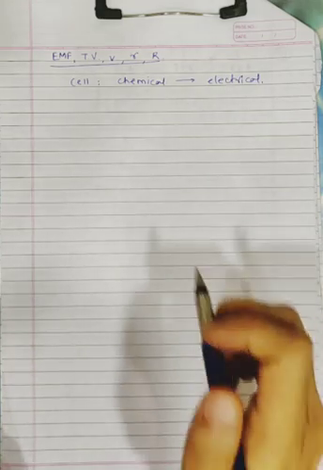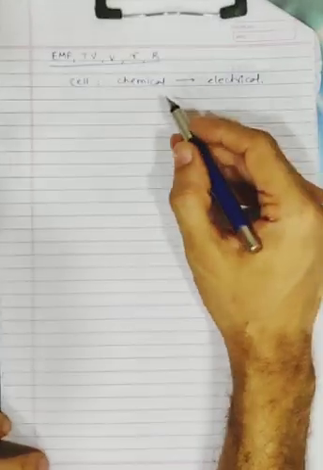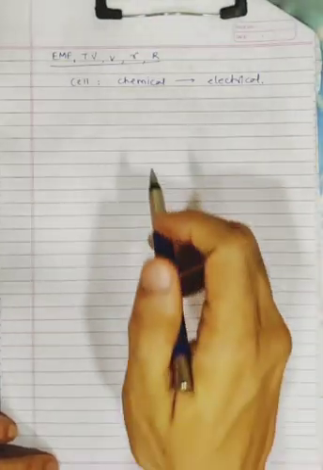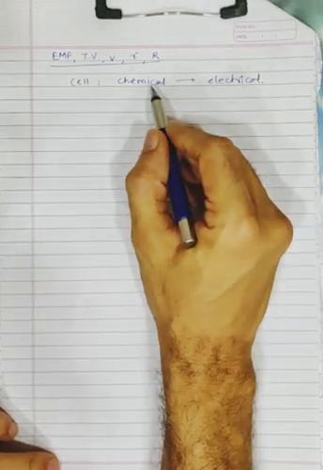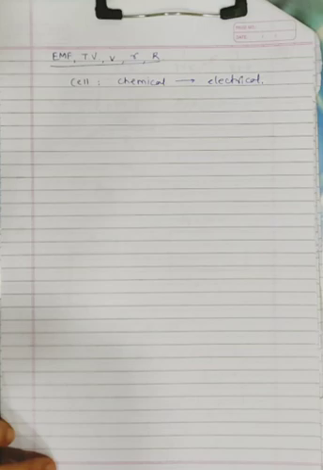Now we know we have batteries in our cell phones. Basically they convert chemical into electrical. When the batteries are completely drained, you charge them again, so we convert electrical to chemical. Again when you use it, you're converting from chemical to electrical.